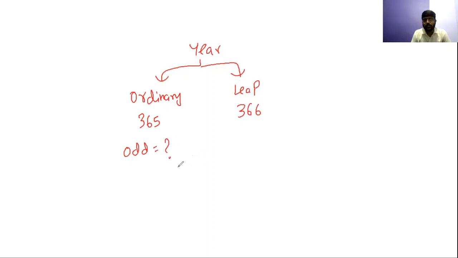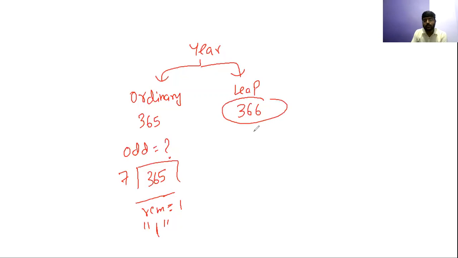How many odd days will be there in an ordinary year? If I'm interested to find this, we will divide 365 by 7 and check that the remainder is 1. The remainder is 1, so there will be one odd day in an ordinary year. Similarly, to find the odd days in a leap year, I will divide 366 by 7, and I get remainder 2. So I will have 2 odd days in a leap year.